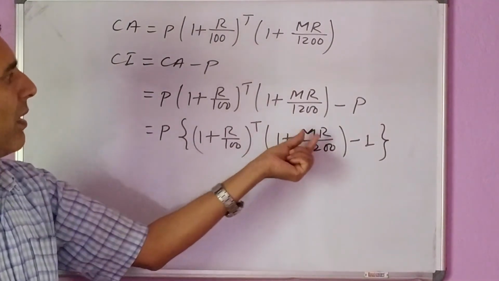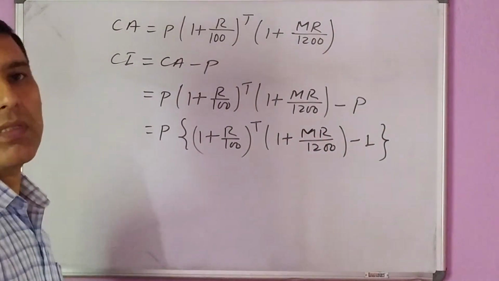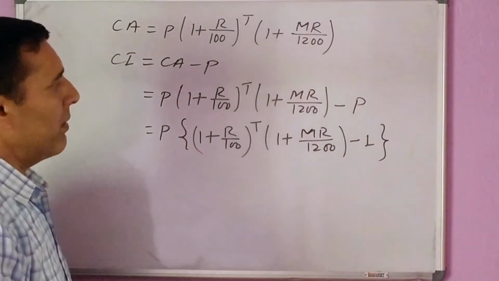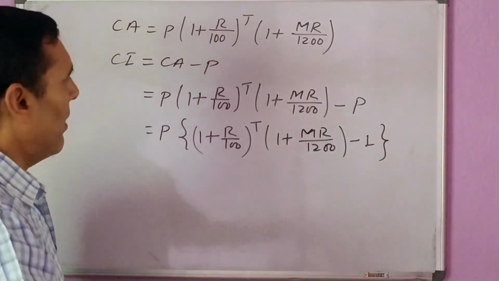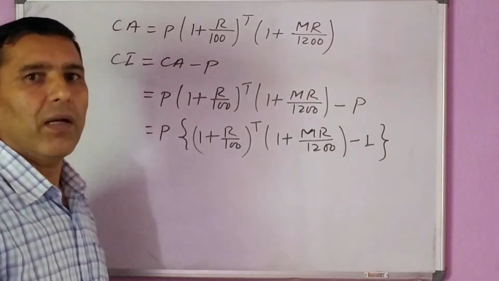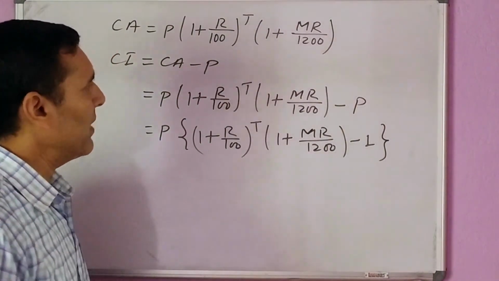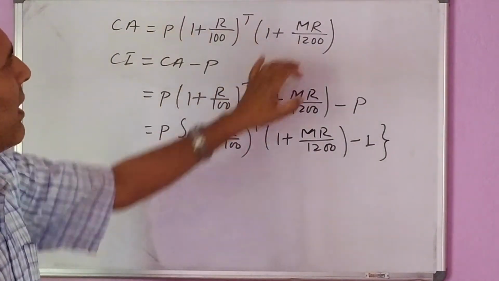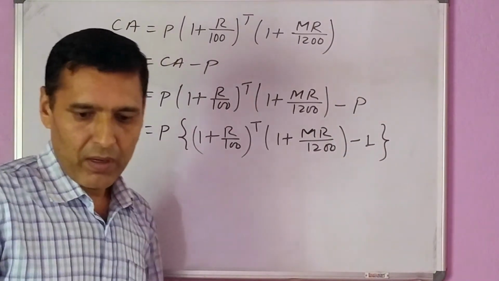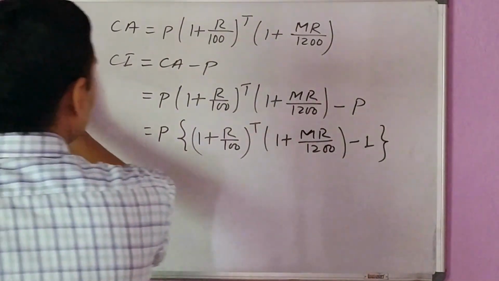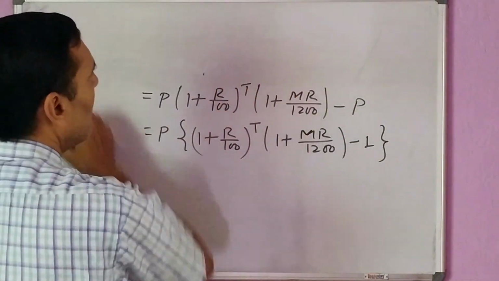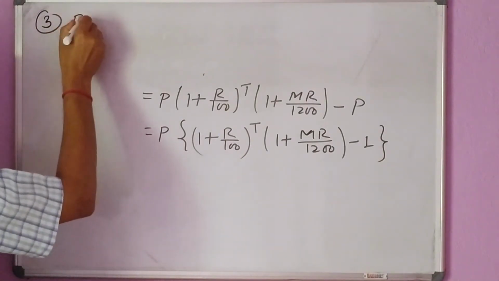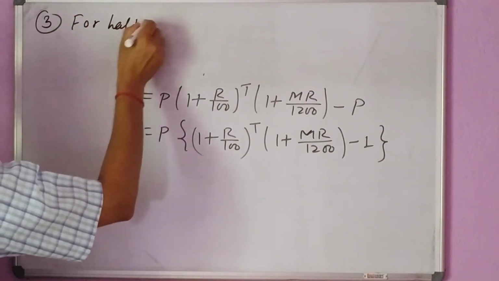Here P is the principal and R is the rate of interest. M is the number of months. T is the number of years. When the time is given in number of years and number of months, for yearly compounding, by using this formula we can have compound interest, and by using this formula we can have compound amount. Now next condition, number 3, for half yearly compounding.